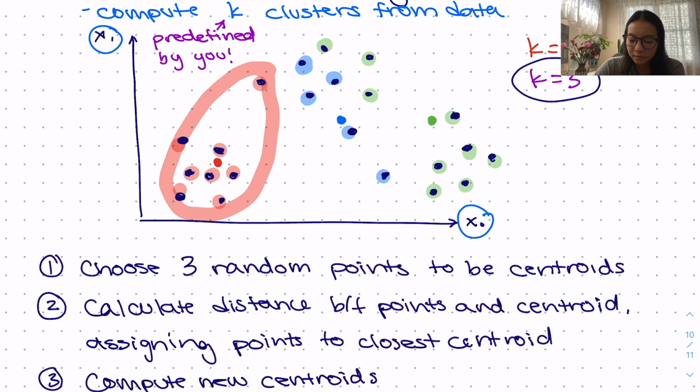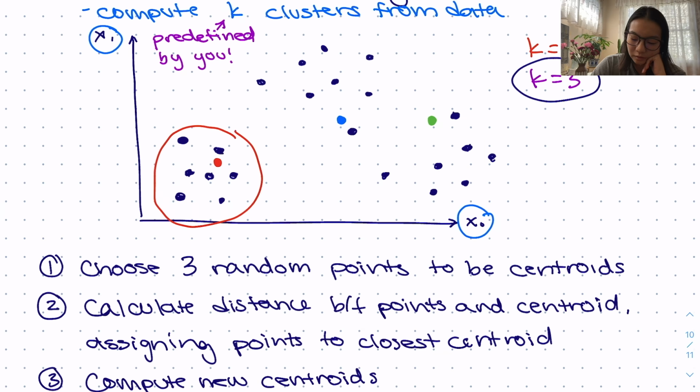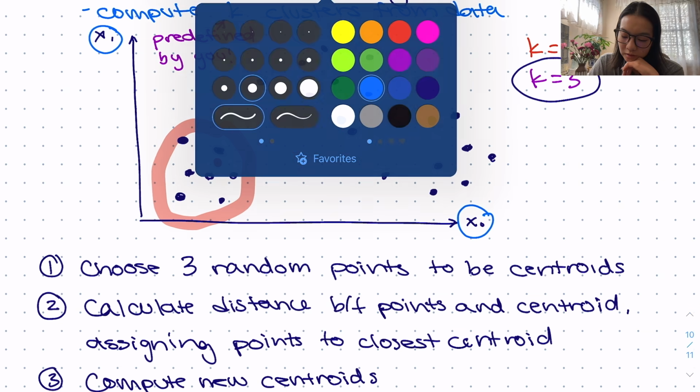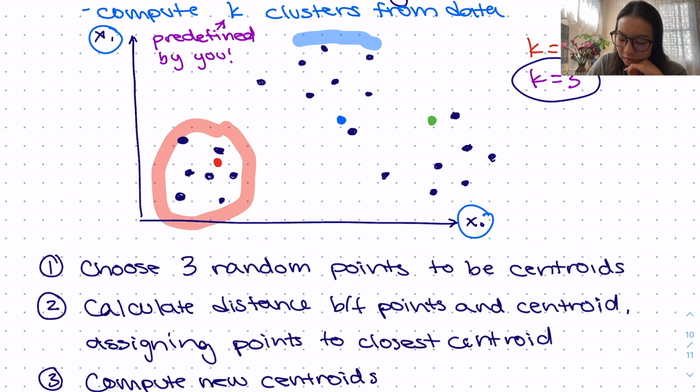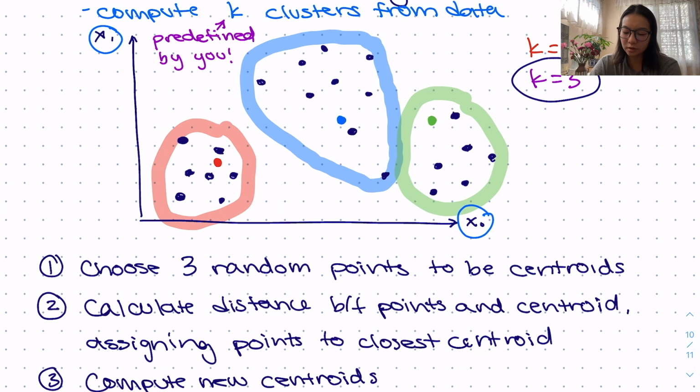All right, and now again, we go back and compute the distance between all the points and the centroids, and then assign them to the closest centroid. Okay, so the reds are all here. It's very clear. Actually, let me just circle that. And this. It actually seems like this point is closer to this blue now. So all these look like they would be blue now. And the greens would probably be this cluster right here.